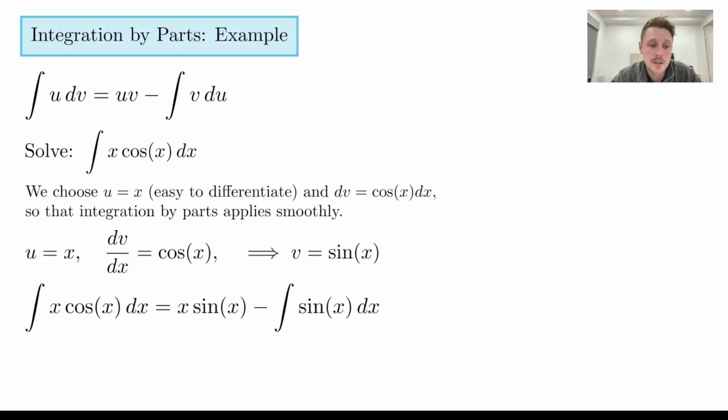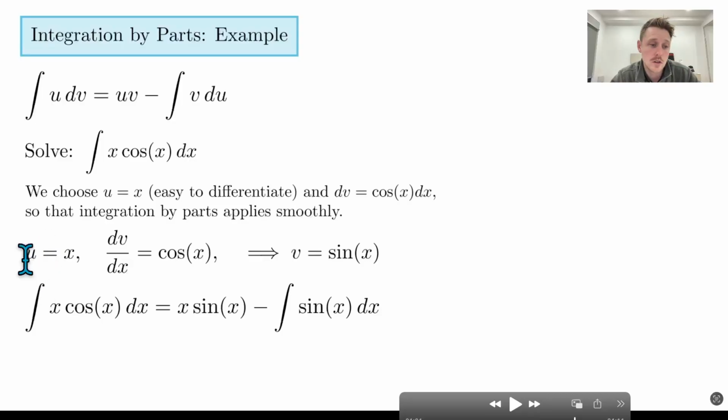And we can see this. So we get x sine x, which is u multiplied by v, minus the integral of sine x dx. Remember, sine x is v, and du is 1. The integral of u with respect to x here is 1. So this just turns out to be sine x. And now this is manageable.